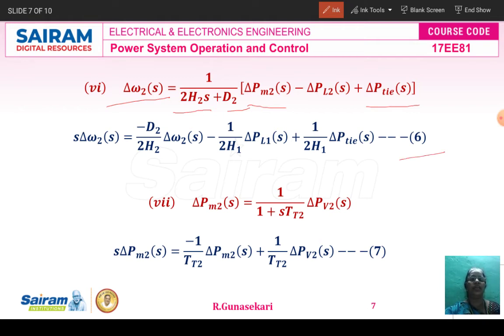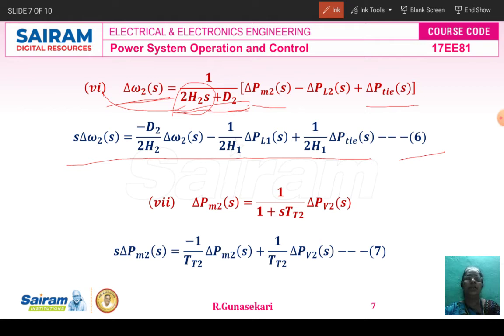How do we get equation number 6? The same rule we applied for equation 1, the same explanation. First this term goes from the left hand side to the right hand side. Again you multiply it with Δω2. After that the D2 goes from left hand to right hand side. Again the 2H2 comes from the left hand side to the right hand side. Finally we get this equation.